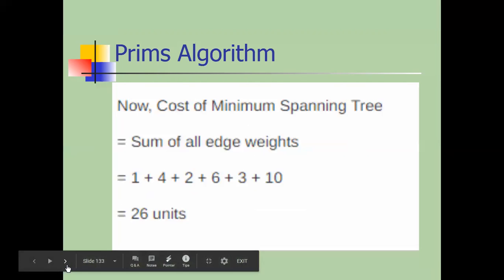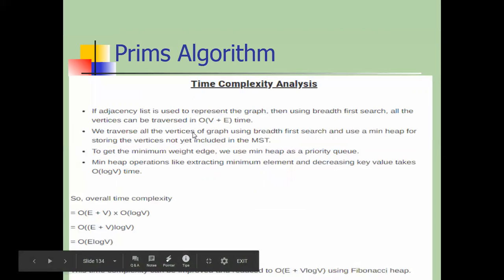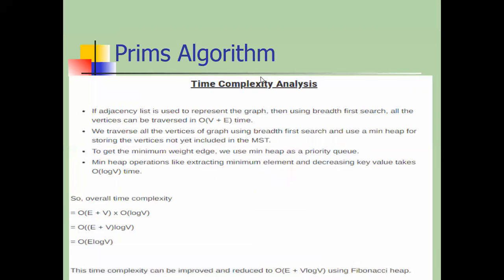Fine. Okay, so now we'll focus on the next part. This is very important for Prim's algorithm: how we are going to calculate the time complexity. There is again a representation; when we are implementing code, then you can easily understand. An adjacency list is used to represent the graph, meaning using a linked list. We are using BFS, breadth first search, and all the vertices can be traversed in big O of V plus E time. So why big O? Because it is the worst case time complexity we are considering in a generalized way, and V plus E because V is the total number of vertices plus the edges we use to reach them. That's why the time complexity will be big O of V plus E.